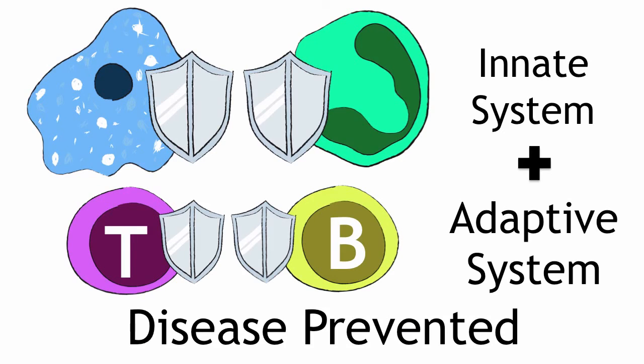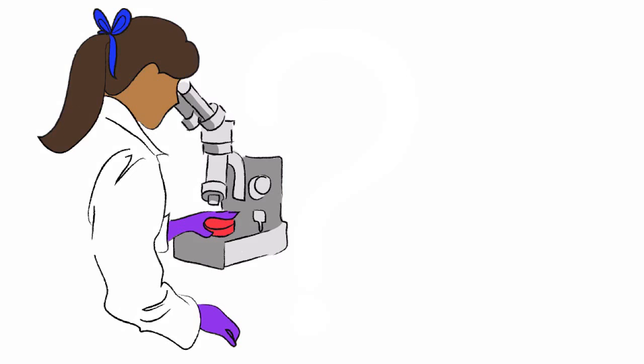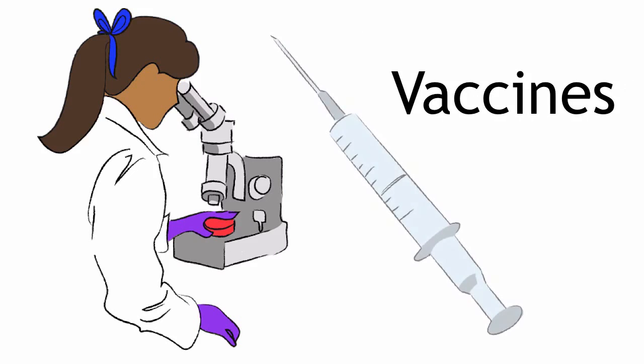There's still much that we do not understand about how the immune system functions. Scientists are doing research to understand this more precisely, and this knowledge can be used, for example, in the development of new and better vaccines.